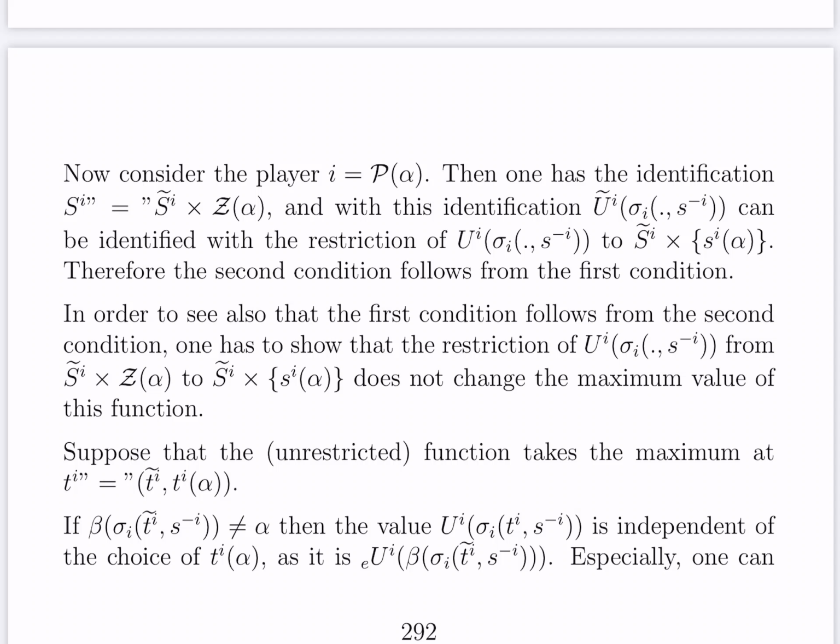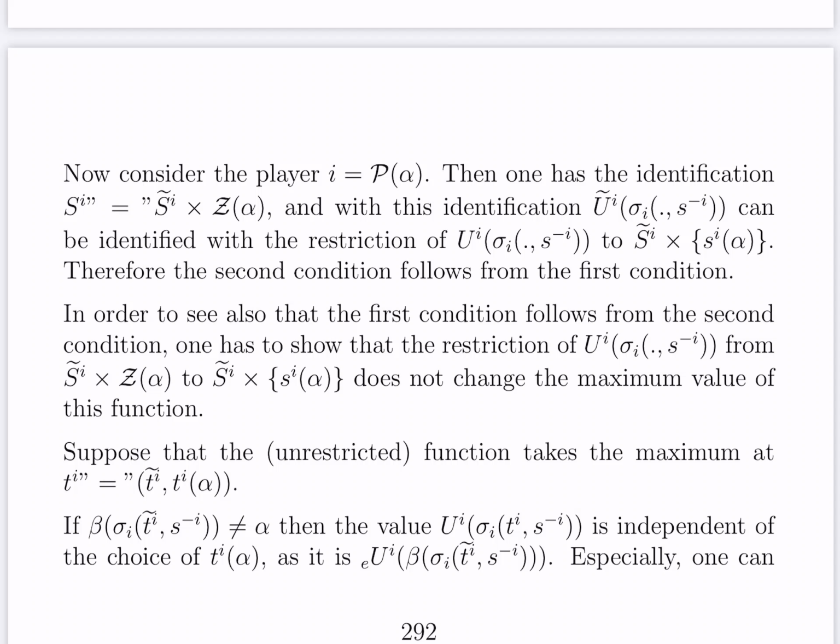So now suppose that we have some best reply t_i, some strategy of player i, t_i, which is the best reply to s_{-i}, which I can also decompose as t tilde i and t_i of alpha. So t tilde i is the restriction to the restricted game gamma tilde of his strategy, and t_i of alpha is the move done after alpha.